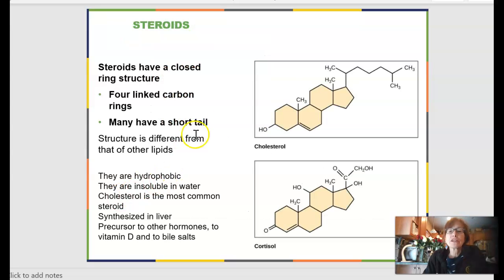Here's a picture of steroids again. Here's cholesterol. Here's another steroid that some of you may be familiar with, cortisol. This is a steroid that is released in response to stress. So cortisol is released and then activates different parts of our body that are dealing with stress. Again, hydrophobic, insoluble in water, and kind of important. So that's it on the lipids. We'll go back to proteins in just a minute.